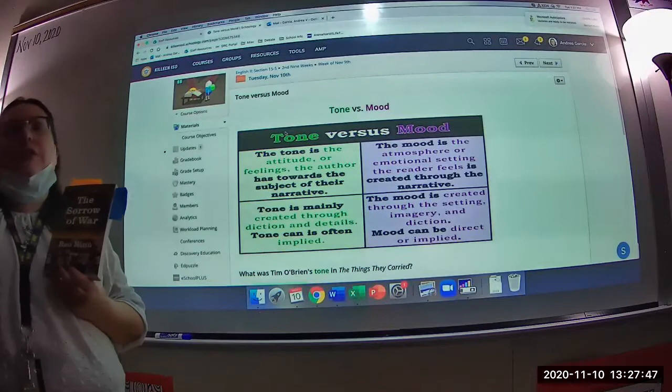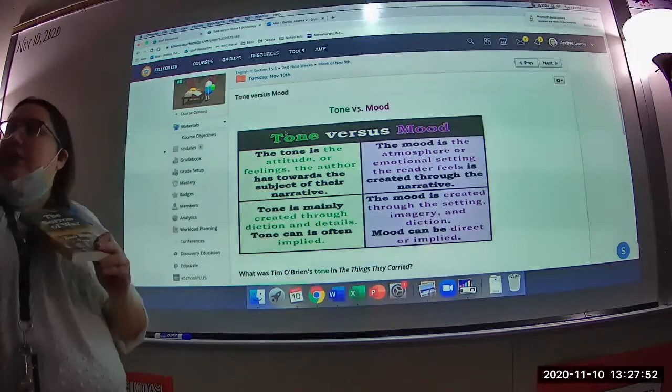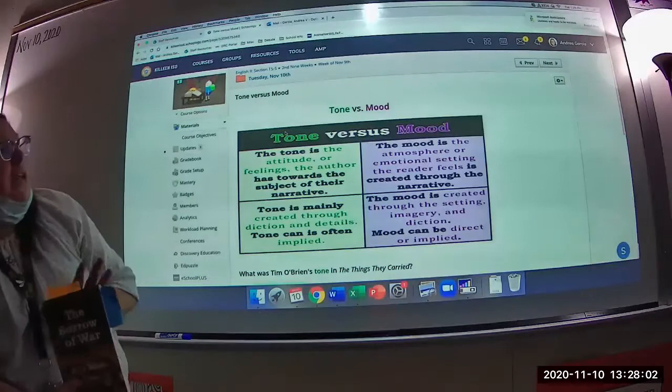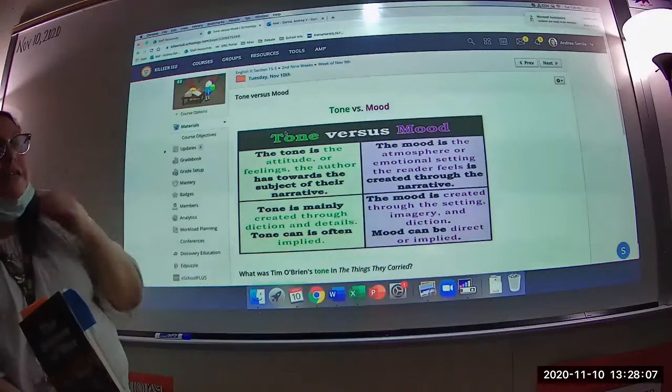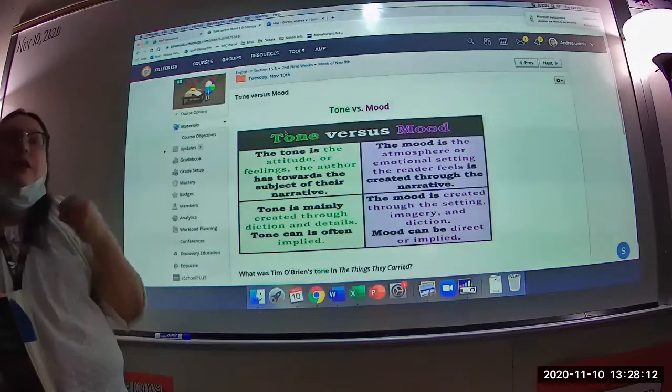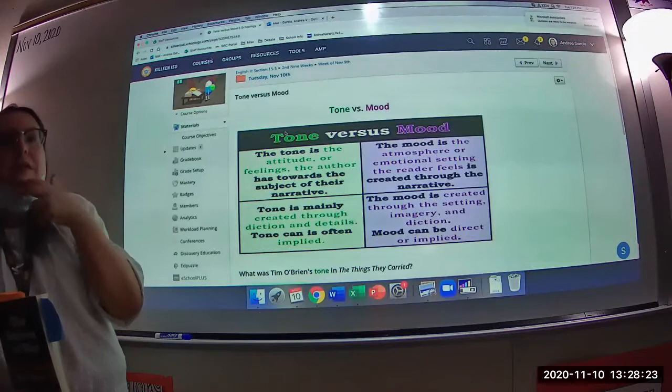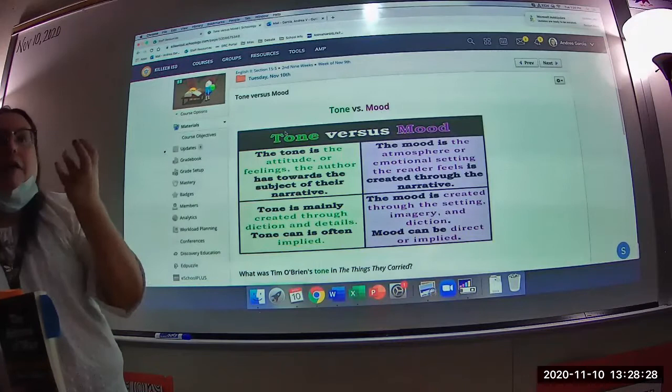Mood, on the other hand, is what is inspired in you, what the book creates in you. How do you feel, right? So that is created through setting, imagery, and diction. And that one can be both direct and indirect. So when I say direct, they can say it was a scary woods, right? That's very direct, I should be afraid. To where if they're like, I was walking in the dark wood and I could hear these creepy noises and the trees were hovering over me, that very much is implied, right? I'm going to get scared, but they're not telling me it's scary.